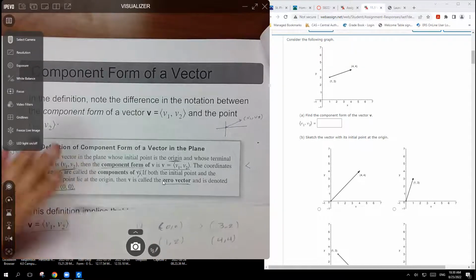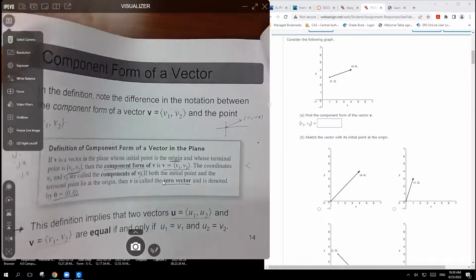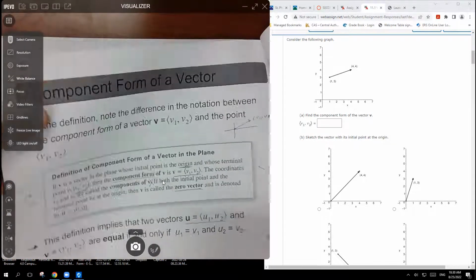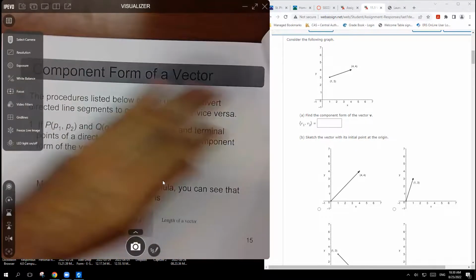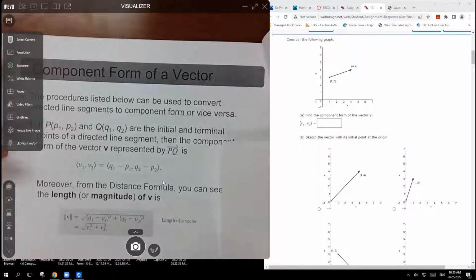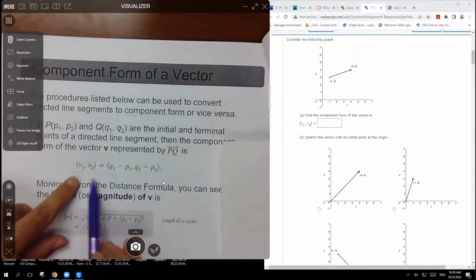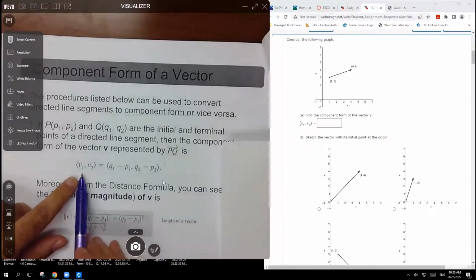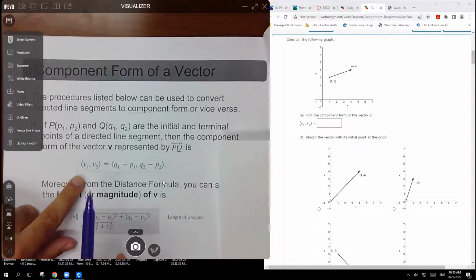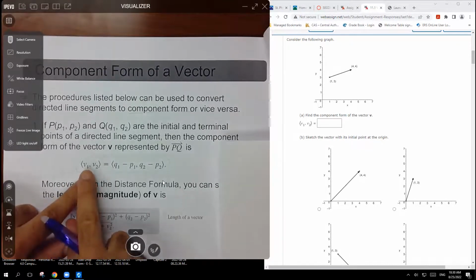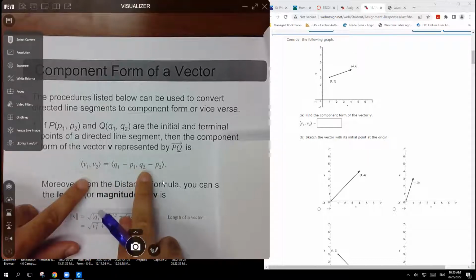Let's go to the next page. Here's the formula to find the component form of any vector if you have two points. You just say Q1 minus P1, Q2 minus P2.